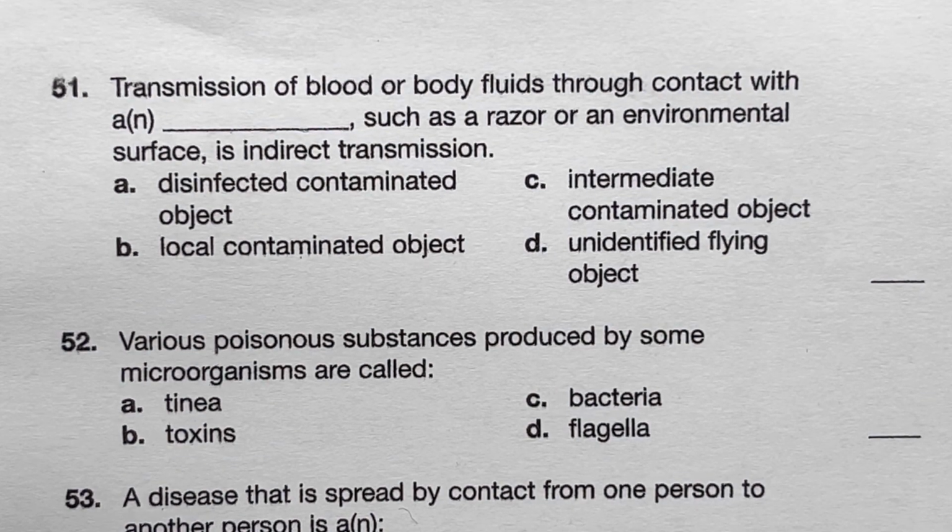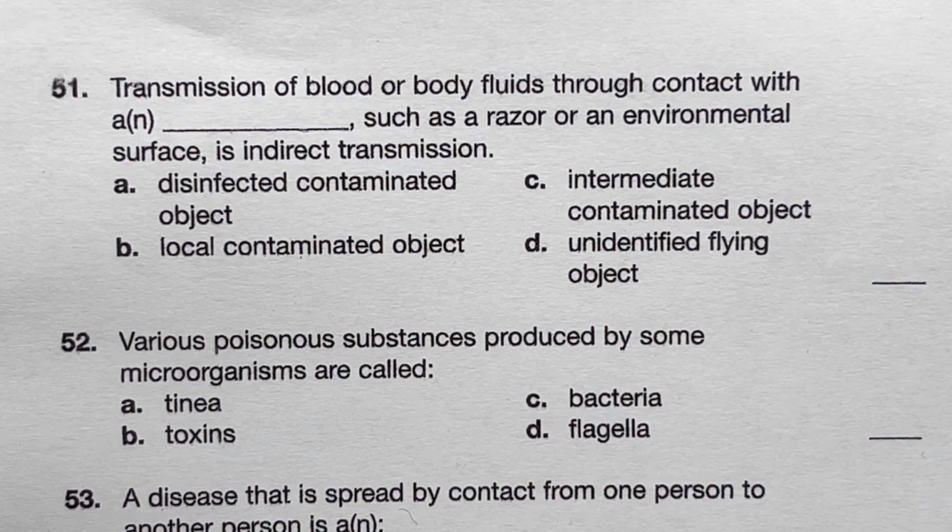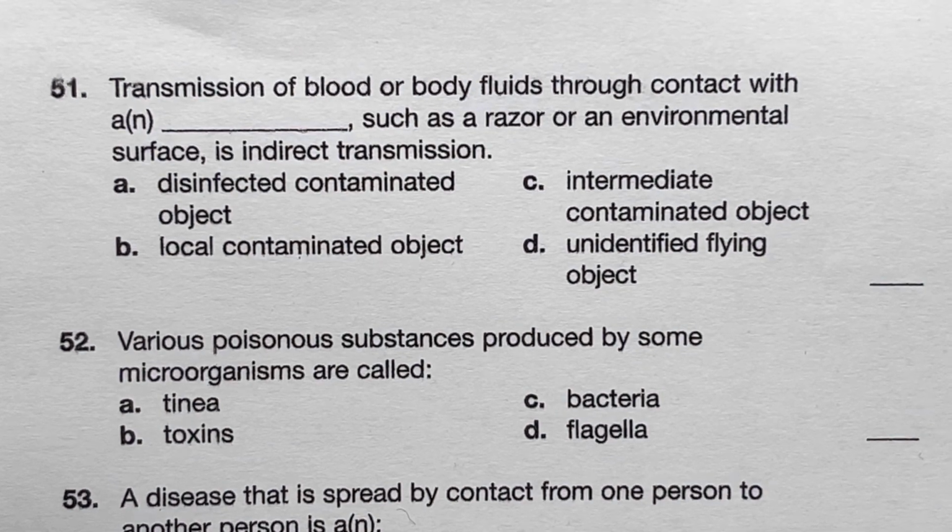Number 52. Various poisonous substances produced by some microorganisms are called A. Tinea, B. Toxins, C. Bacteria, D. Flagella. And the correct answer is B. Toxins.